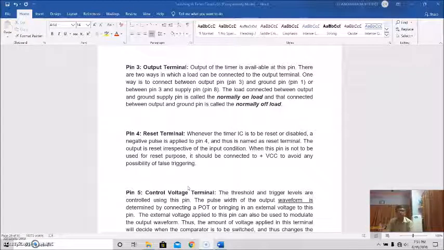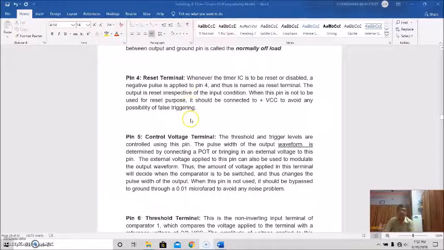The load connected between output and the ground pin is called normally on load, and that connected between output and the supply pin is called normally off load. So this is very important because pin 3 acts as the output terminal.